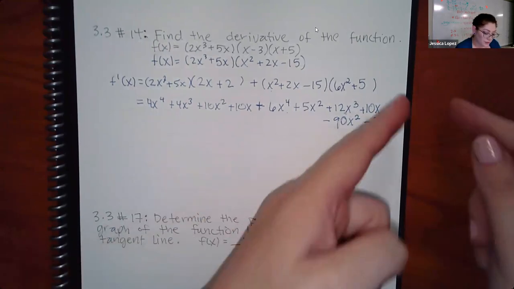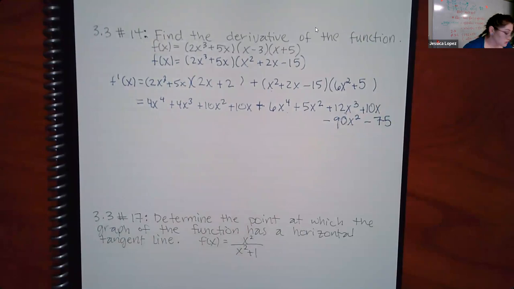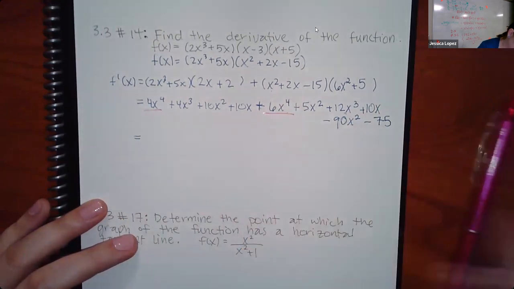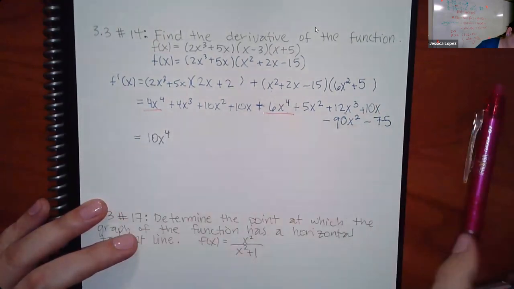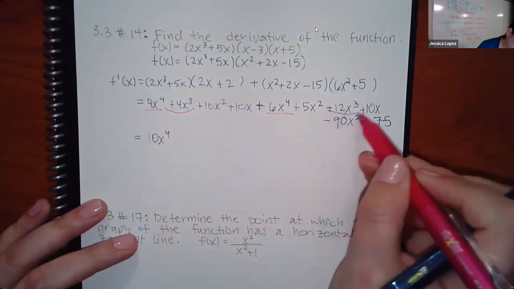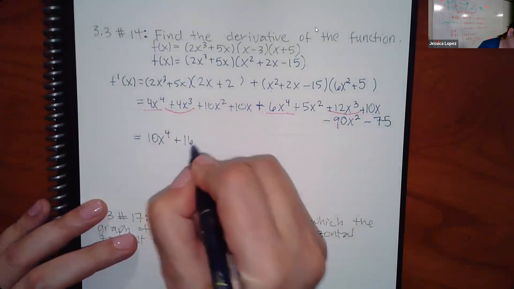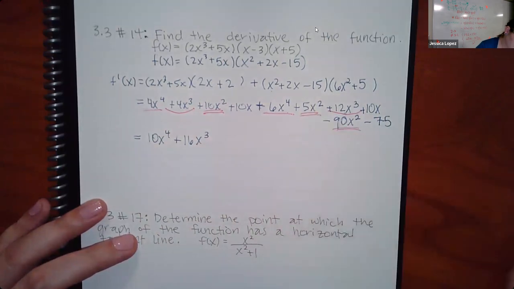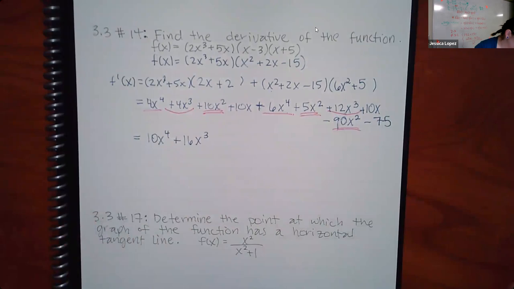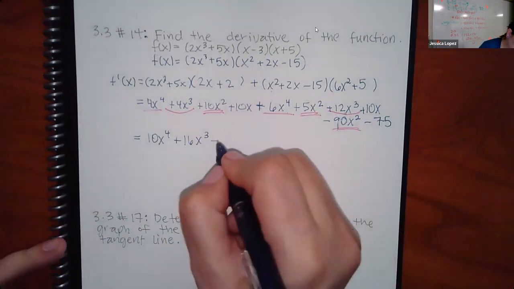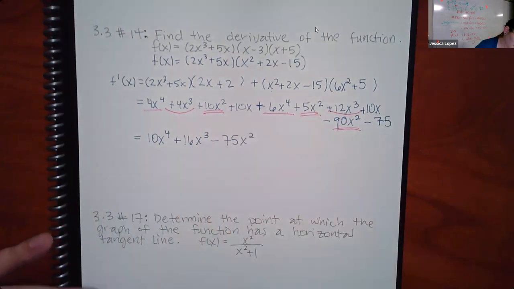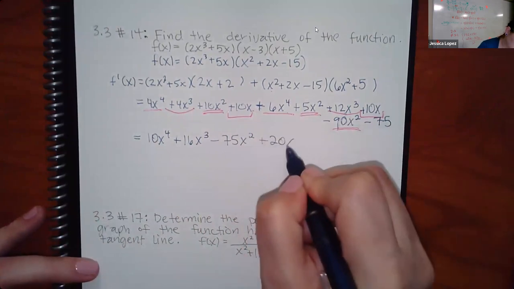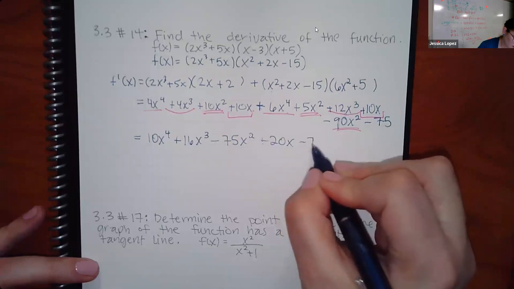Yeah, okay. So now, imagine these are over here. It's not like a fraction or anything like that. But I'm just going to combine the like terms. So we've got 4th powers right there. We've got cubes here and cubes here. So that makes 16. We've got x squareds here and here and here. So 10 plus 5 is 15, and 15 minus 90 is negative 75. Then our x's, we have 10 and 10, so 20x. And this is the only constant, so it's just minus 75.